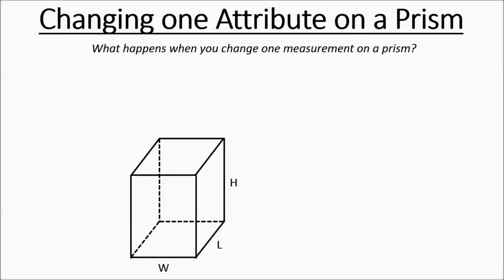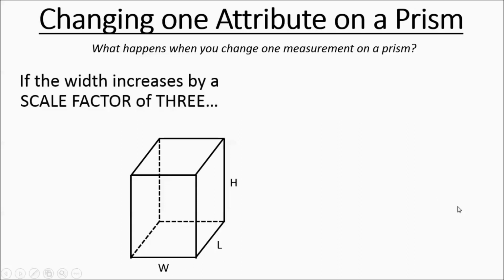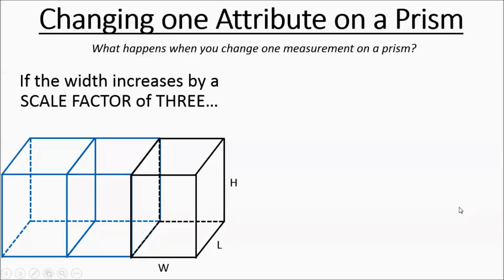All right, here's another one. We have our picture, we have width, length, and height. If you triple the width, so basically we're tacking on 2 more boxes, the volume triples. If you triple one of the measurements, it holds 3 times as much, so the volume triples. Once again, the surface area increases, but it doesn't triple.